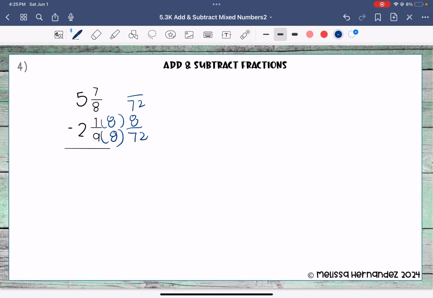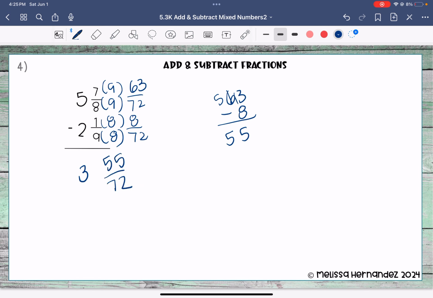We're not going to use 8 again. We're going to use 9, because that's how 8 became 72. This is 63. So now 5 minus 2 is 3. And then 63 minus 8 is 55 over 72. So I know 55 is only divisible by 5 and 11, so there's nothing that I can divide them both by to simplify. If there was, that'd be my greatest common factor.